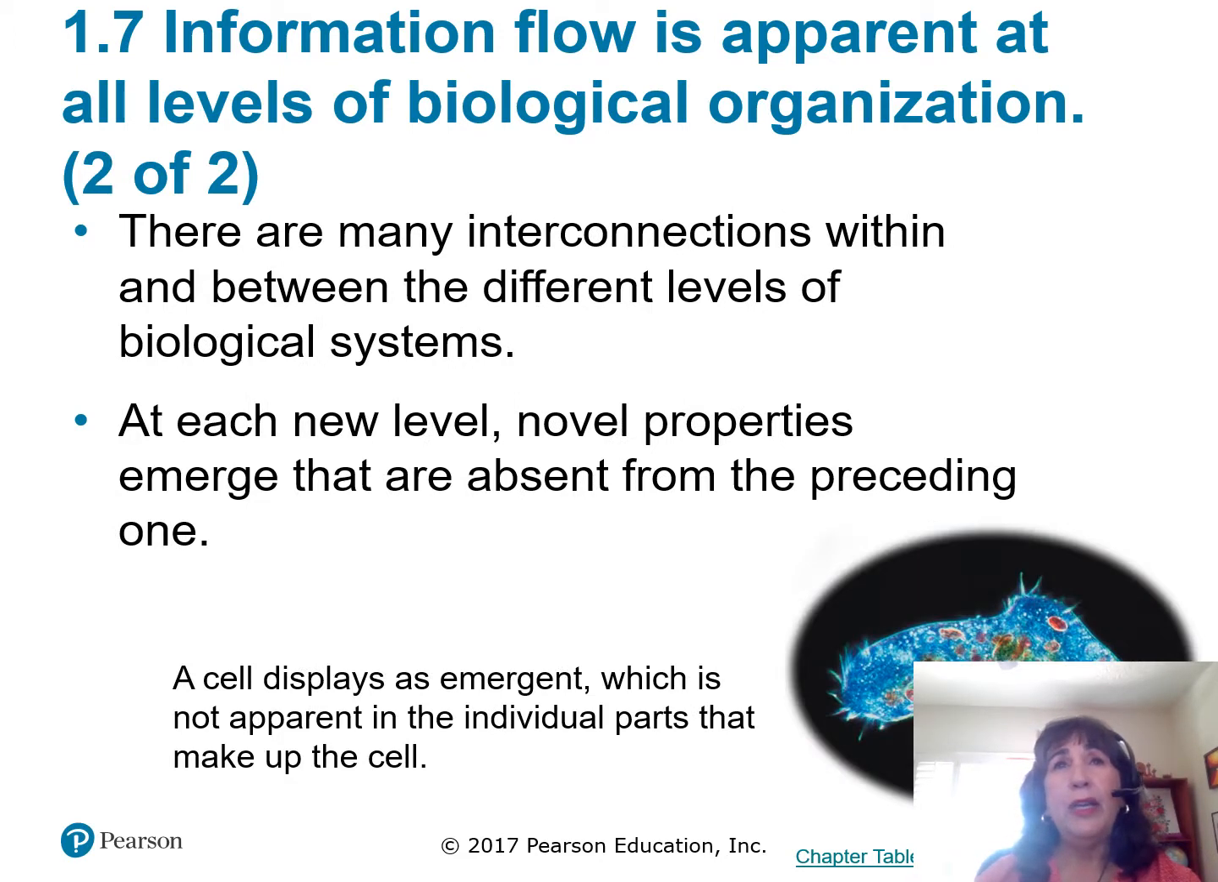There are many interconnections within and between the different levels of biological systems. At each new level, novel properties emerge that are absent from the preceding one. The cell displays an emergent property, which is not apparent in the individual parts that make up the cell. We see a cell here on the right-hand side, and this cell as a whole is very different from what we would see if we were just to examine the parts.